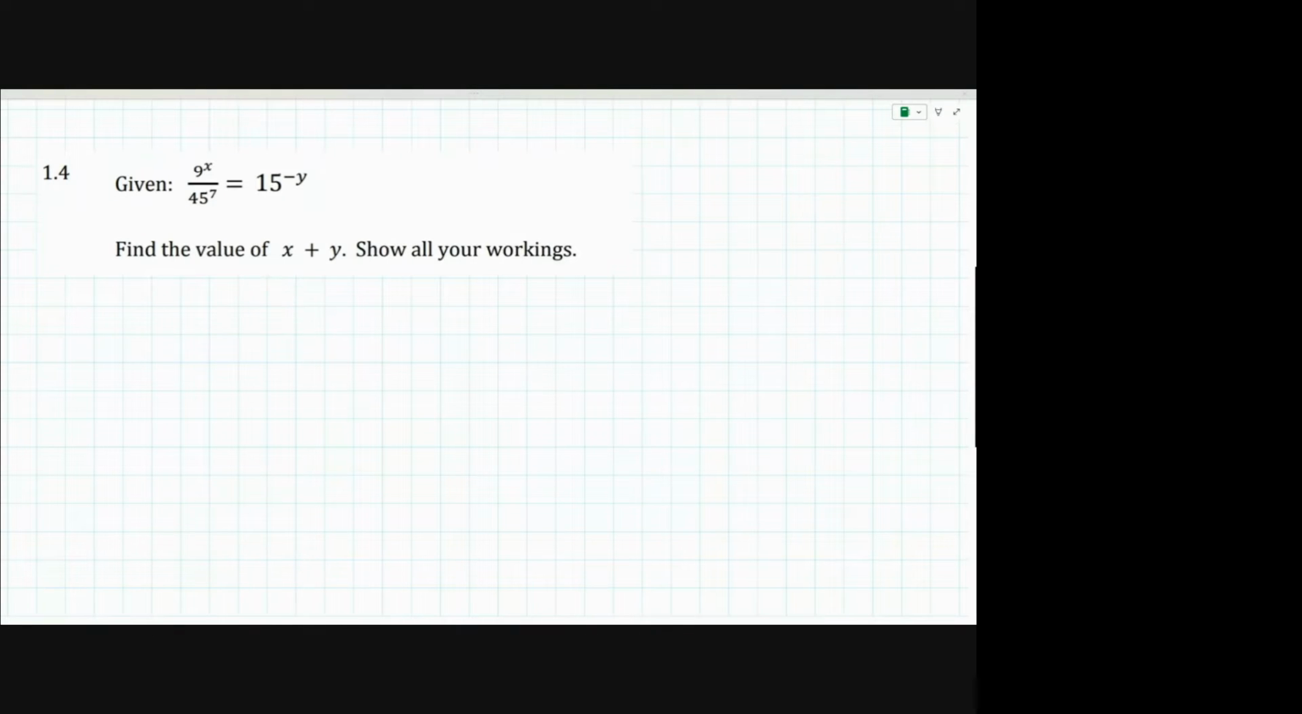45 to the power 7 equals 15 to the negative y. Find the value of x and y. Okay. When in doubt, go with your prime bases.